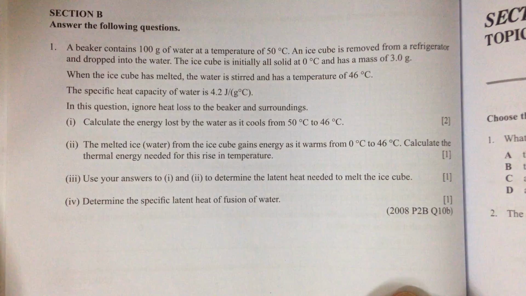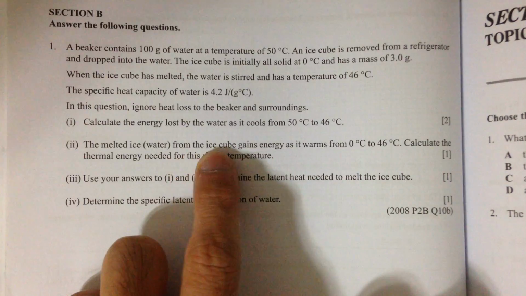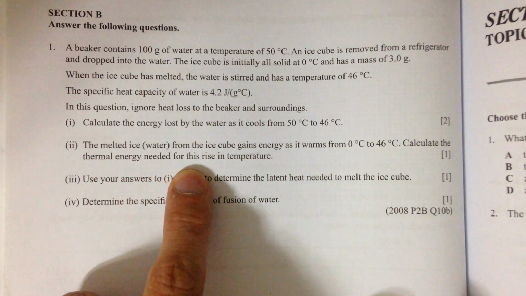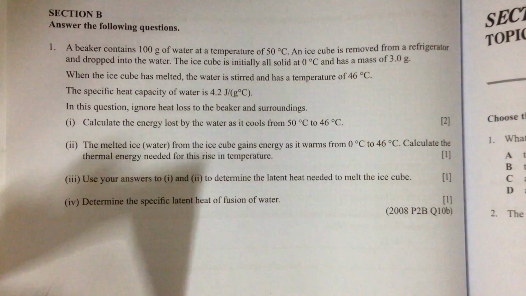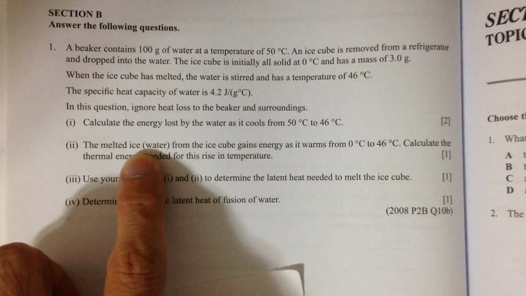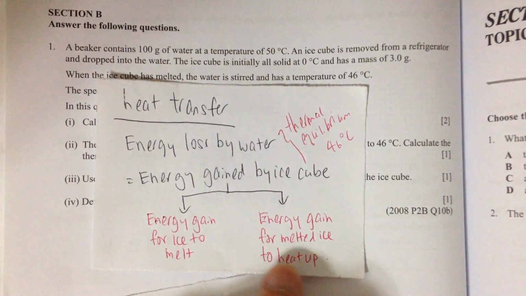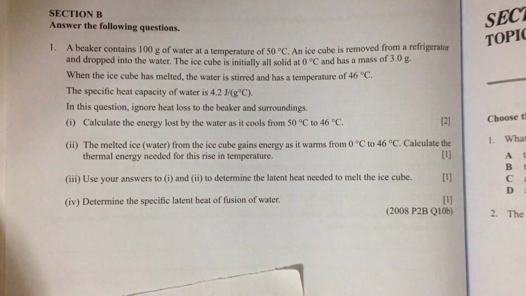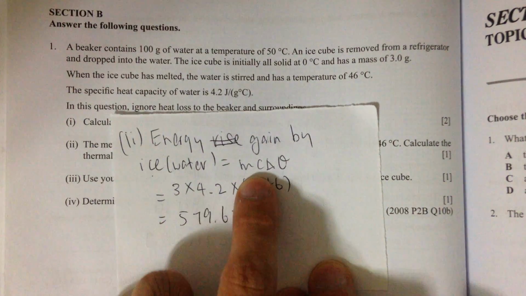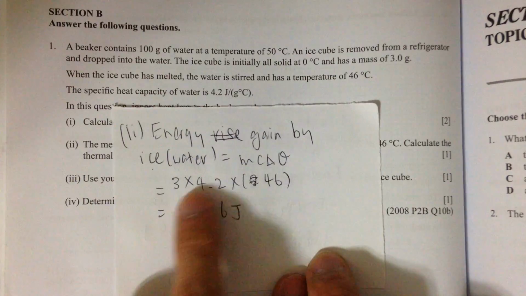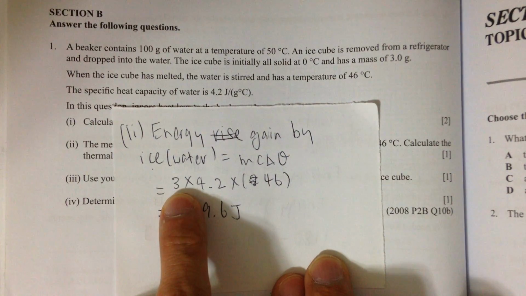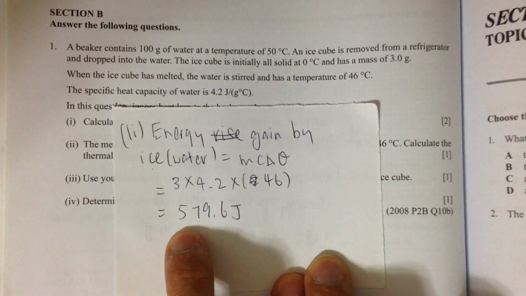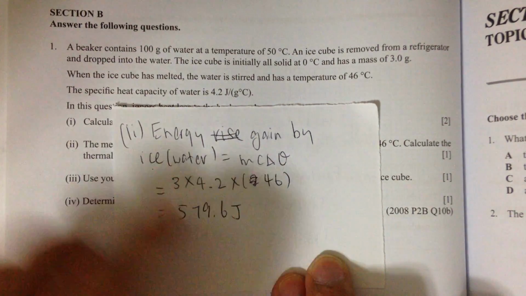Now for the second question: the melted ice water from the ice cube gains energy as it warms from 0 to 46 degrees. Calculate the thermal energy needed to raise the temperature. Do be careful, this is actually melted ice, so the ice has already melted and we are referring to this stage of the process, which is energy gained by melted ice to heat up. So the energy gained by melted ice is also mcΔθ, specific heat. The m in this case is 3 grams multiplied by 4.2 multiplied by the change of temperature of 46 degrees, which gives you 579.6 joules.